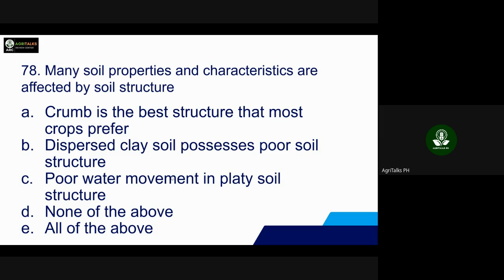Number 78. Many soil properties and characteristics are affected by soil structure. Letter A, crumb is the best structure that most crops prefer. Pwede. Kasi crumb is equivalent to granular structure. So, porous, no? So, mas maganda po siya sa ating crops. Letter B, dispersed clay soil possesses poor structure. That's correct. Dapat hindi disperse yung clay para maganda yung structure. So, that's true.